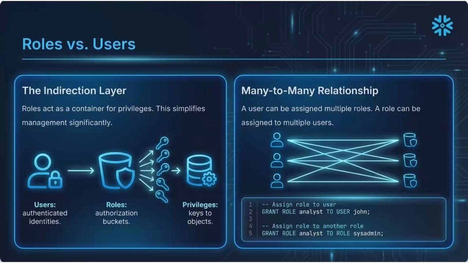And whenever you go with roles and users, a user will have multiple roles. In the same way, a single role can also be assigned to multiple users, because the same role can be assigned to different users. So a many-to-many relationship will be there. How can we assign that? You can use the grant role command, and here the role you are able to see, analyst, is called a custom defined role.